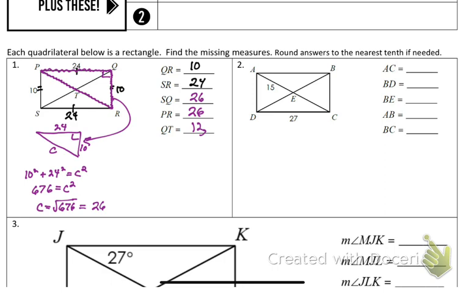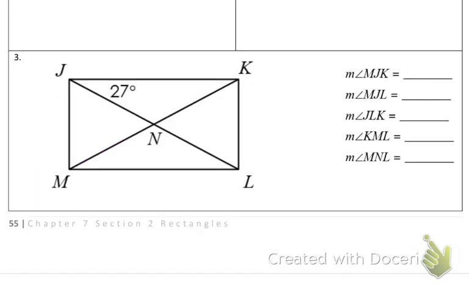All right, questions? Xavier, you got a question? Okay. All right, let's continue on. Let's go to number 3. Number 3 is a key fact that we need to know about rectangles. If I give you any angle of a rectangle minus the 90-degree one, you can find all of them. Let's go through it and see how we can find all of them.